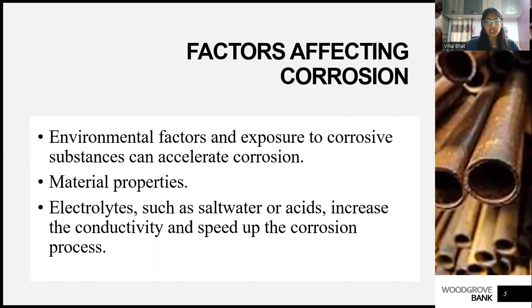Next are the factors affecting corrosion. There are different factors affecting corrosion, mainly environmental factors, like exposure to corrosive substances, that can accelerate the corrosion. Next is material properties, including composition, surface condition, and protective coating, which influence the rate of corrosion. Next is electrolytes, such as salt water or acids. These also increase the conductivity and speed up the corrosion process.